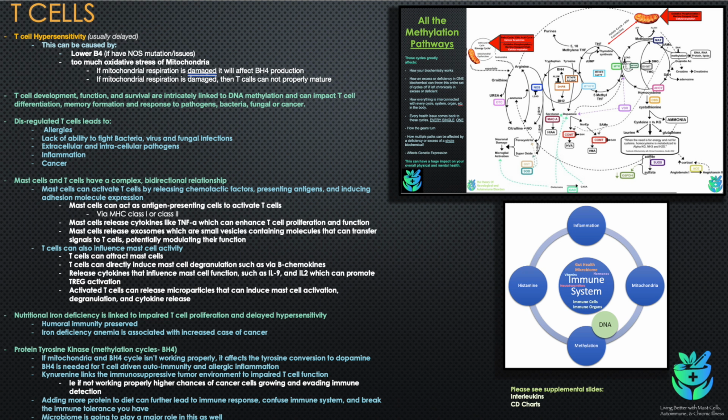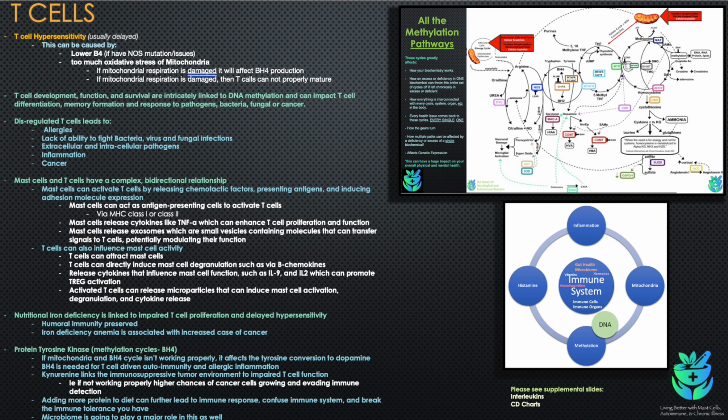T cells can also influence mast cell activity. So T cells can also attract mast cells. T cells can directly induce mast cell degranulation, such as via beta chemokines. They release pro-inflammatory cytokines that influence mast cell function, such as interleukin 9 and interleukin 2, which can promote TREG activation, and those are your T regulatory cells. Activated T cells can release microparticles that can induce mast cell activation, degranulation, and cytokine release.